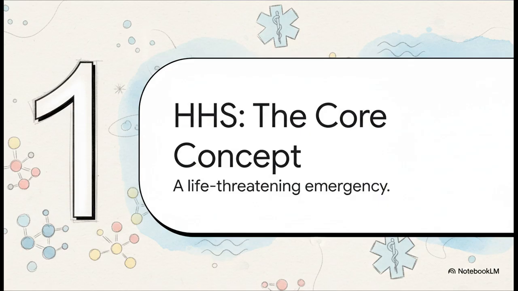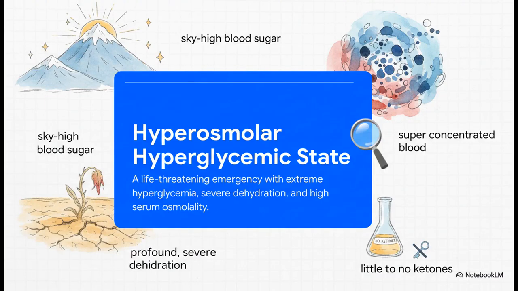Let's get a really solid definition down because, trust me, if you understand the core components, everything else just clicks into place. Think of this slide as the 4 pillars of HHS. First, you've got blood sugar that is just sky high. That extreme sugar level leads to our second pillar, profound, severe dehydration. This dehydration then makes the blood super thick and concentrated. That's what we call high serum osmolarity. And the fourth, and this is a crucial piece of the puzzle, is that there are little to no ketones. It's all about that extreme dehydration driven by a crazy amount of sugar in the blood.